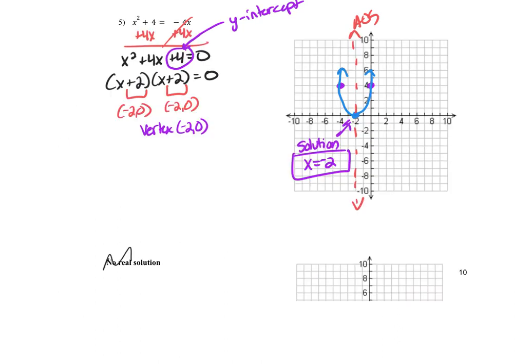Again, misprint on the bottom, but we'll just move that real solution to the top here, okay? Real solutions, or sorry, no real solution.